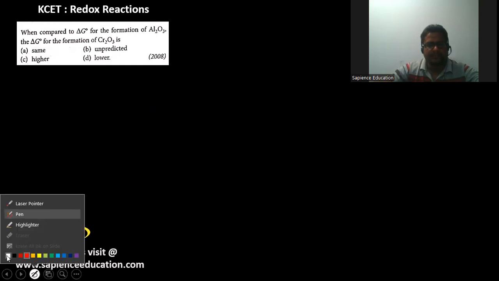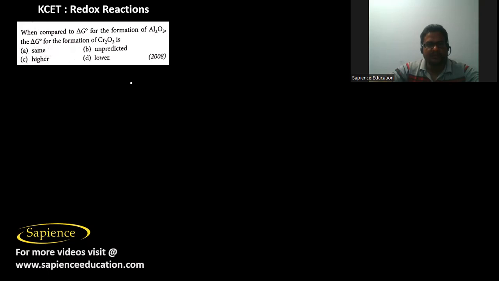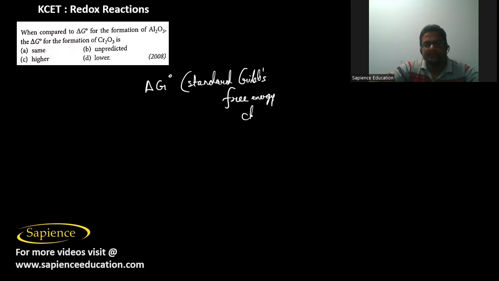So here in the first question it is told that when compared to delta G naught, which is called the standard Gibbs free energy change, the delta G naught for the formation of Al2O3, the delta G naught for the formation of Cr2O3 is, so it will be higher.